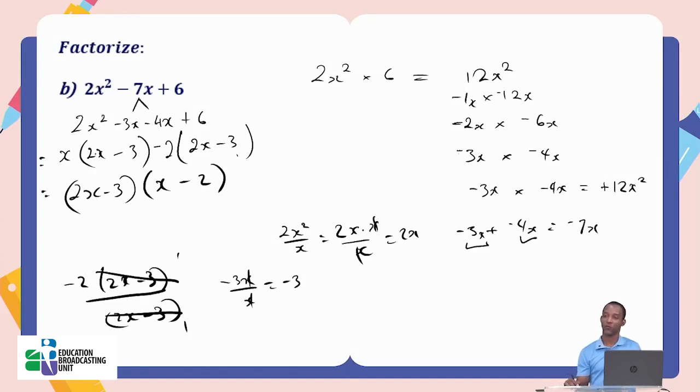So as we can see, what we have in brackets is the binomial, the 2x minus 3, in both parts of the expression. And what is common? The 2x minus 3. So we take it out of the bracket, so to speak, and put it here. And what we have outside of the bracket, we put in the bracket, the x minus 2.